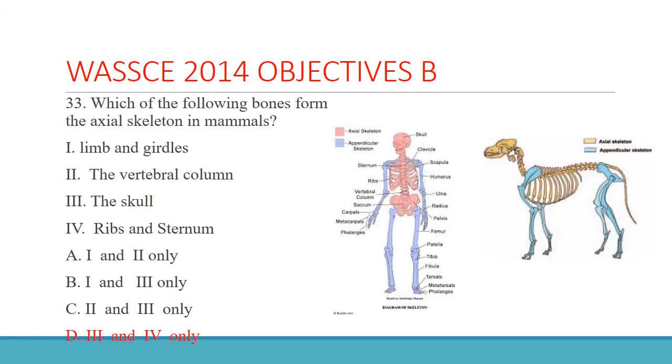Which of the following bones form the axial skeleton in mammals? So the axial skeleton in mammals is formed from the skull. That's what is shown by the pink icon in the illustration. So the skull is part of it. And then you also have the ribs, and then the sternum. They form the axial skeleton.